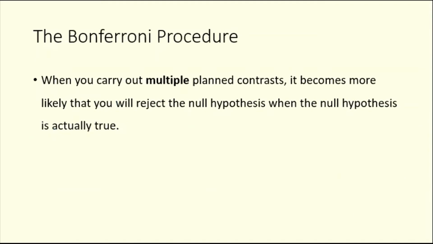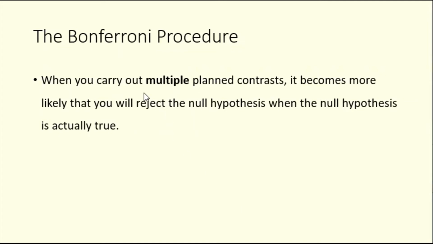Continuing thinking about planned contrasts, we have this particular issue that comes up: when we carry out multiple planned contrasts, it actually becomes more likely that we're going to reject the null hypothesis when the null hypothesis is actually true. And so specifically, this is the case where we make this decision, but there's some kind of decision error happening, as we talked about in an earlier video.